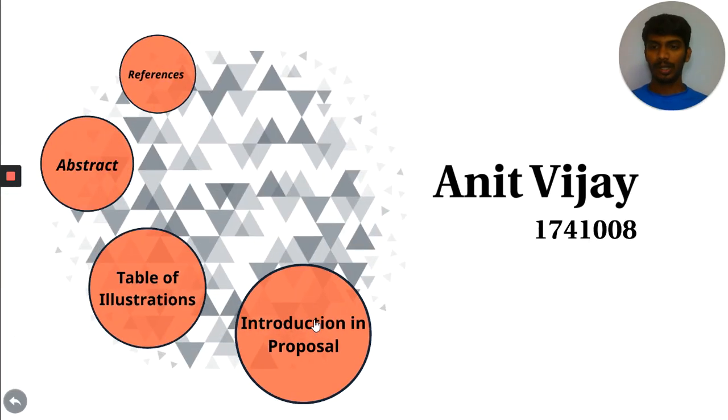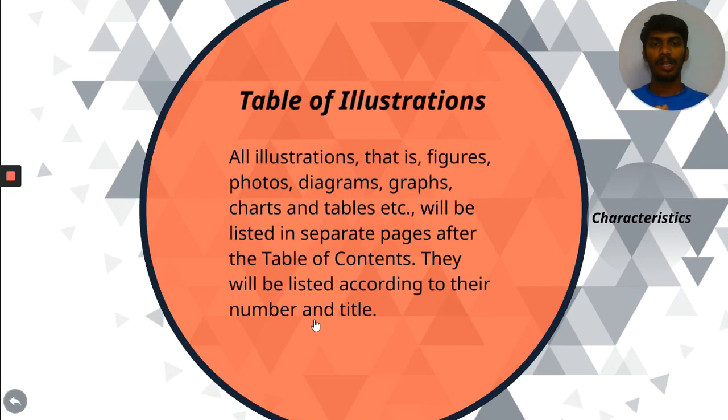Moving on, table of illustrations. All illustrations, that is figures, photos, diagrams, graphs, charts and tables, will be listed in separate pages after the table of contents. They will be listed according to the number and title. If your dissertation has any figure, photos, diagrams, or charts, you probably need a list of illustrations or a list of figures, or in some cases, even both.